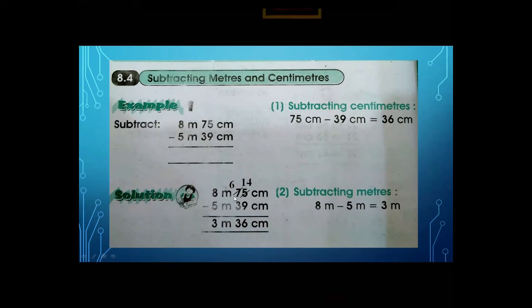And here 7, and 7 gives 1 borrow to 5, it will become 15. And here what's left? 6. So 6 minus 3, 3. This slash is written here by mistake. Don't look at this 4. This is 15. Okay, this is counted as 15. Don't look at that. 6 minus 3, 3. 8 minus 5, 3. 3 meter 36 centimeter. Okay.